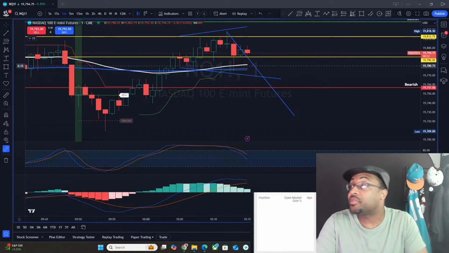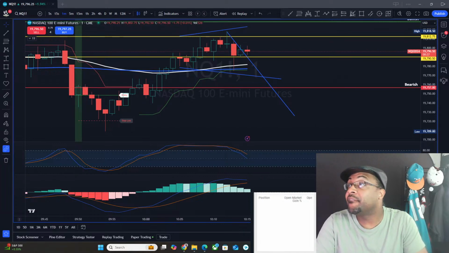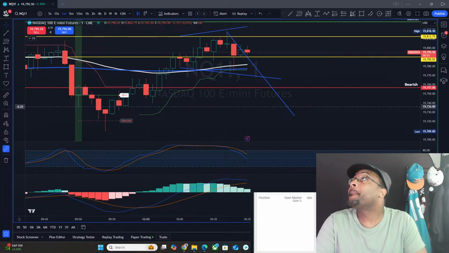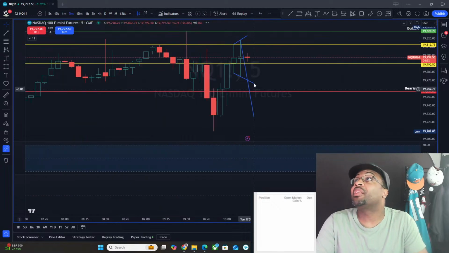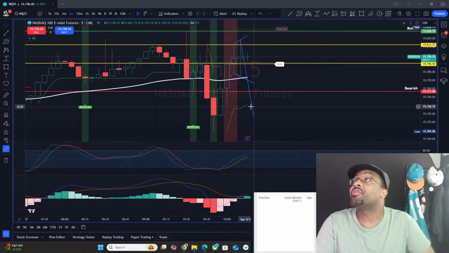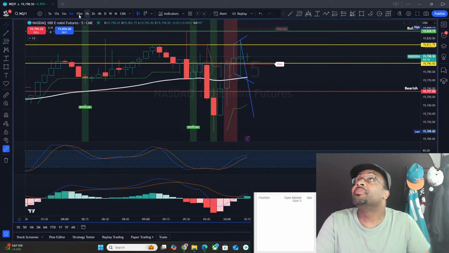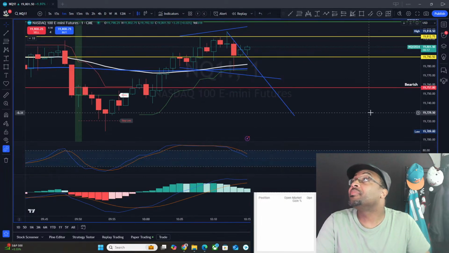Interesting spot. Interesting spot. Let me see what this shows me here. I almost want to wait till the 5 minute closes and then it starts to give me a bearish trend in itself. All right, we'll probably call it 10:20.